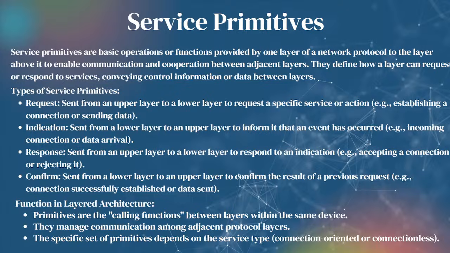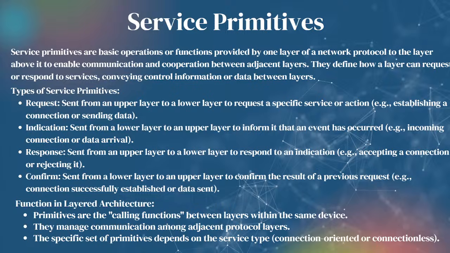It is based on the response, and finally it will confirm. If the response is accepted, it will confirm that yes, the connection was successfully established or the data was sent. Okay, I think this portion is very clear for everyone. Again, remember the service primitives. The types of service primitives are request, indication, response, and confirm. There are 4 service primitives.